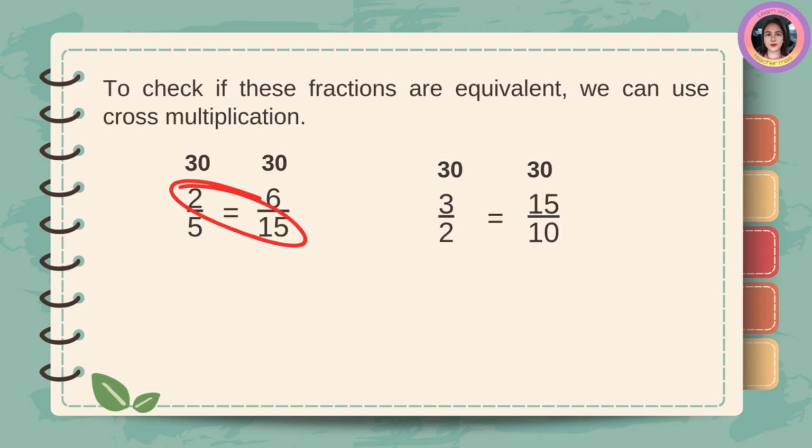To check if these fractions are equivalent, we can use cross multiplication. 2 times 15 is equal to 30. 5 times 6 is equal to 30. They have the same answer, so they are equivalent fractions. 3 times 10 is equal to 30. 2 times 15 is equal to 30. Again, they have the same number, so they are equivalent fractions.